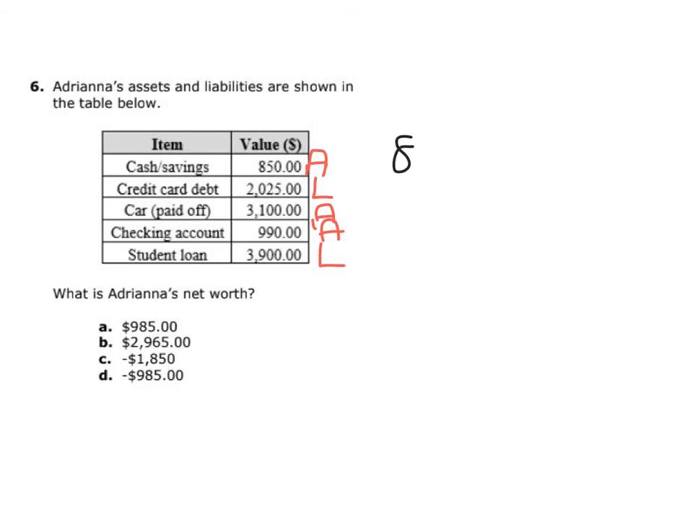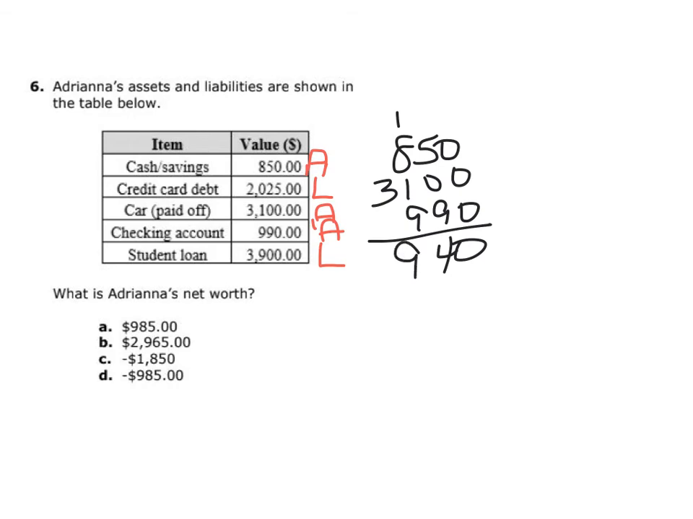So our assets are 850 plus 3,100 plus 990. So let's do this. 5 plus 9 is 14. Carry the 1. 9 plus 1 is 10 plus 8 is 18 plus 1 is 19. Carry the 1. 3 plus 1 is 4. Okay, let's go ahead and look at our liabilities. Our liabilities, we have 2,025 plus 3,900. So 5, 2, 9, and 5.